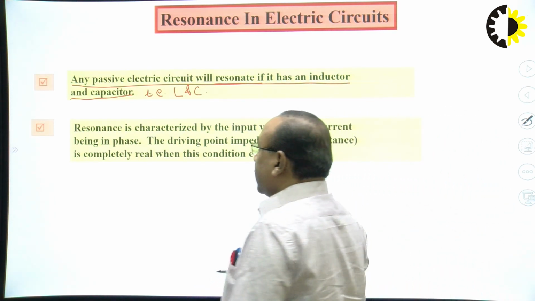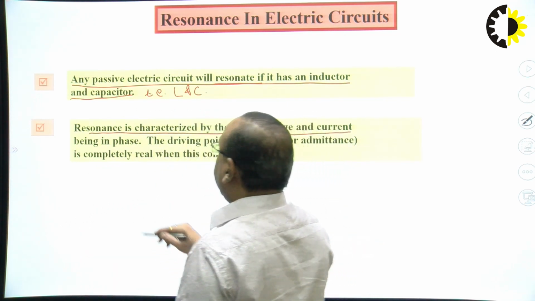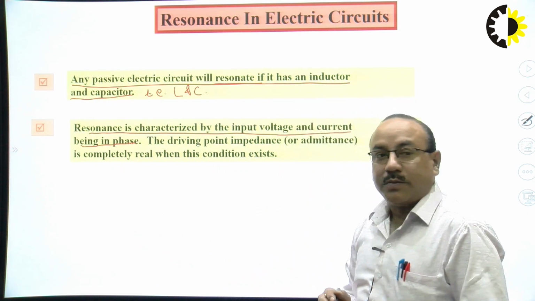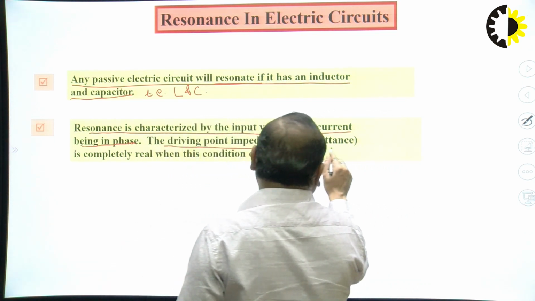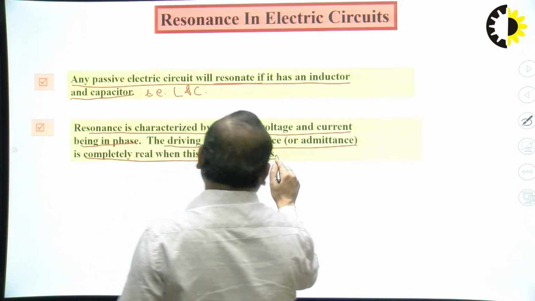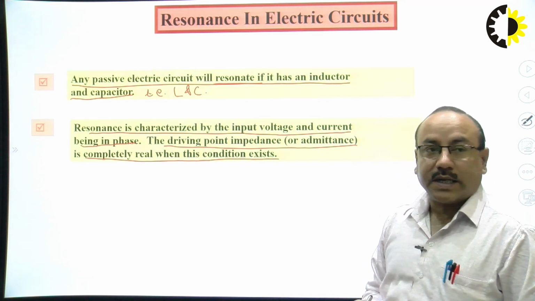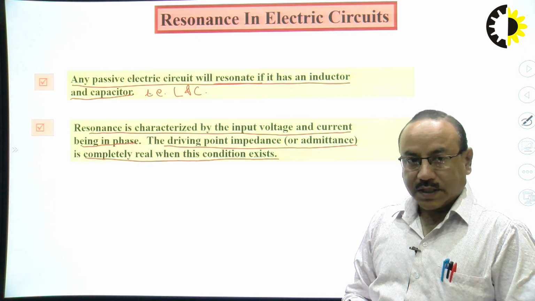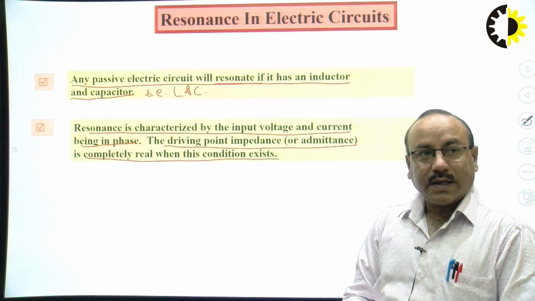Next condition is resonance is characterized by the input voltage and current being in phase, that means they should be in same phase, or the phase difference between them should be 0 degree. And then the driving point impedance or the admittance, that becomes completely real when this condition exists. That means this driving point impedance or admittance, that will be having only the real part, no imaginary part in that time. This is the condition for resonance. We will see it in detail.